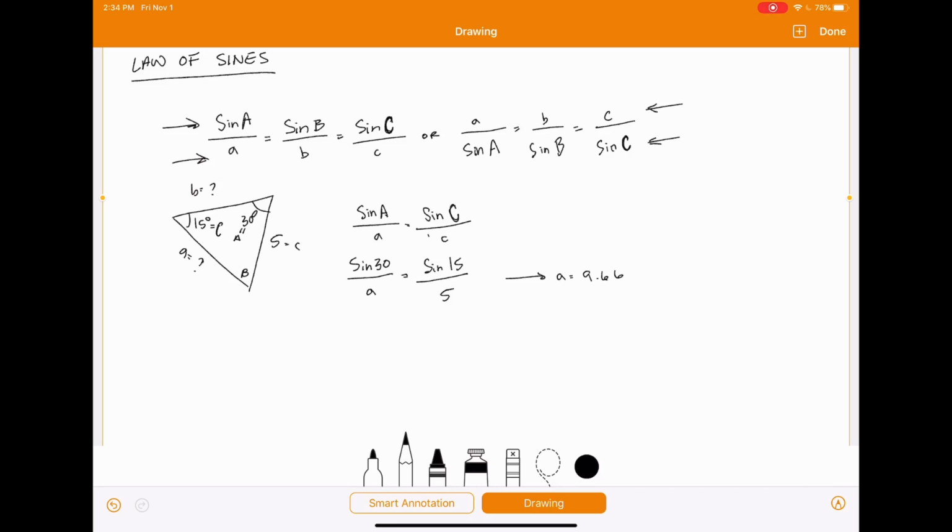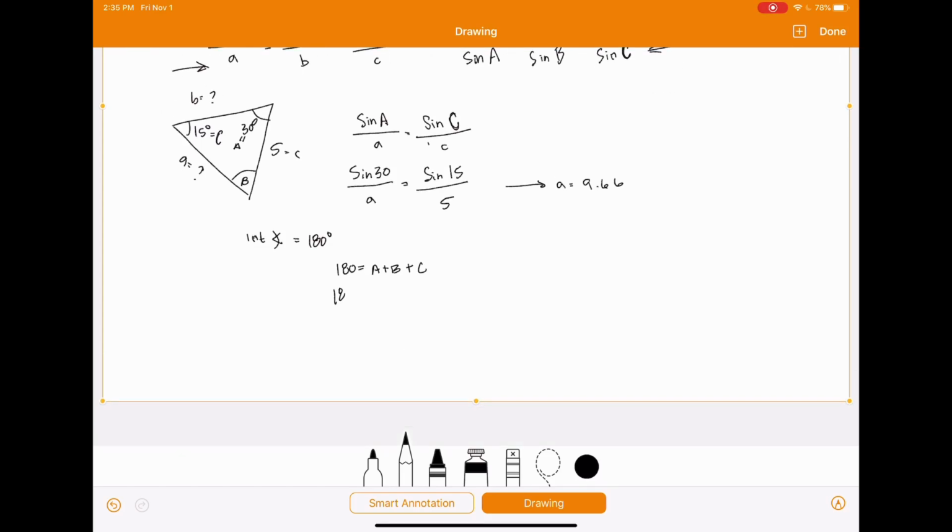Now, once you have that, we can actually solve for our angle B, because the interior angles of a triangle have to equal 180 degrees. So we can do 180 equals A plus B plus C. So 180 equals 30 plus B plus 15. And we can solve for B and find that B equals 135 degrees.